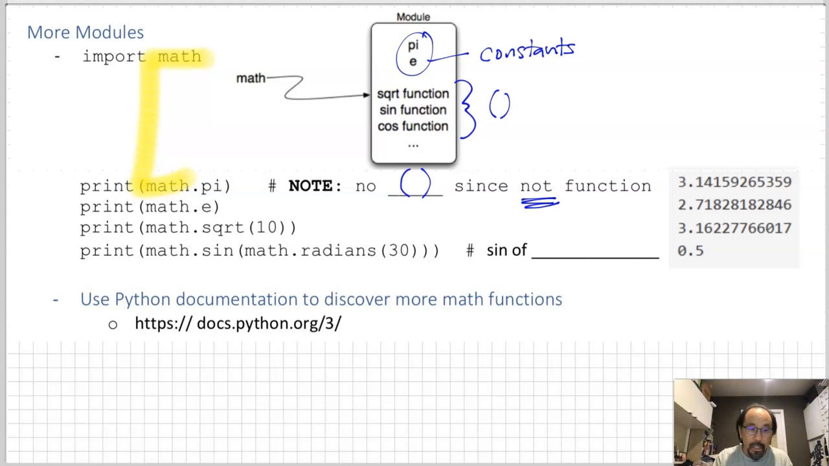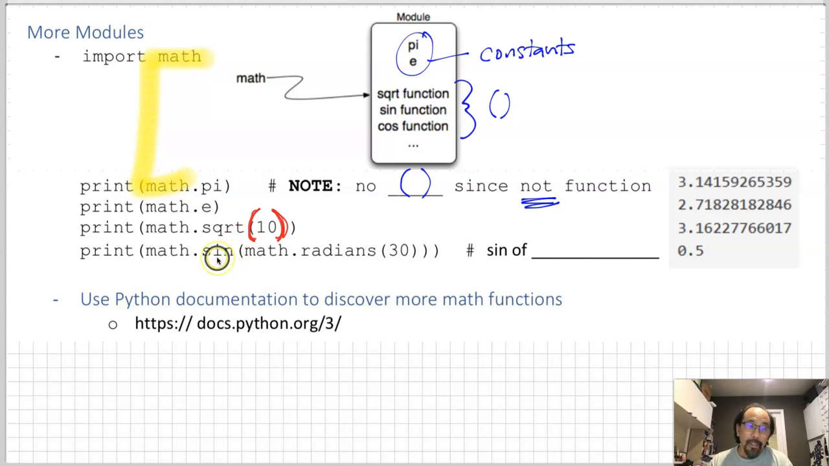Notice I do not put parentheses after the pi. I do have parentheses here because of the print statement, but I don't have parentheses directly after the pi itself because pi is a constant. It's not a function. Think of it like a variable. Same with math.e. Now you see the square root function right here. In that case, I do put my parentheses here to indicate that I want to call this function, the square root, and this particular function requires an input, a single number. That's the number I want to take the square root of.